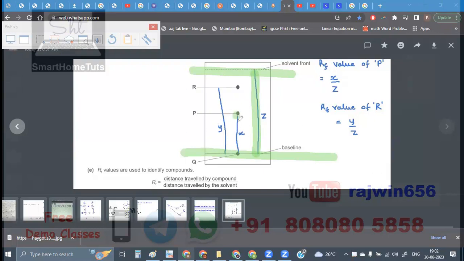This substance P has traveled this much distance X. So X divided by the total distance traveled, Z. This is giving me the RF value of substance P. P is here. Same way, this substance R has traveled this distance Y. So Y divided by the total distance traveled, that total distance traveled being the distance traveled by the solvent front. So Y upon Z will give me the RF value of that substance R. So this is the definition that is there.